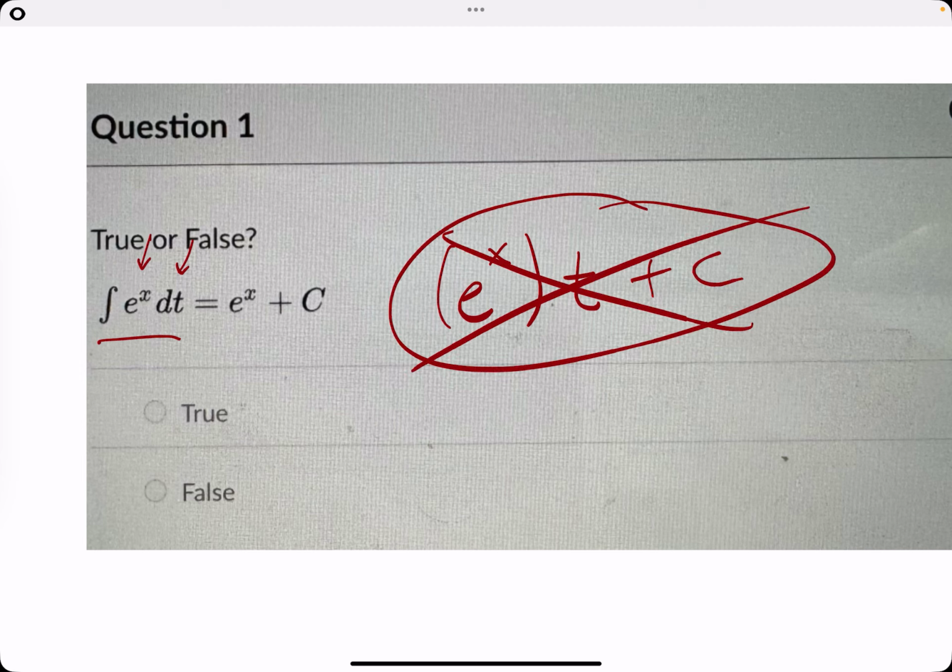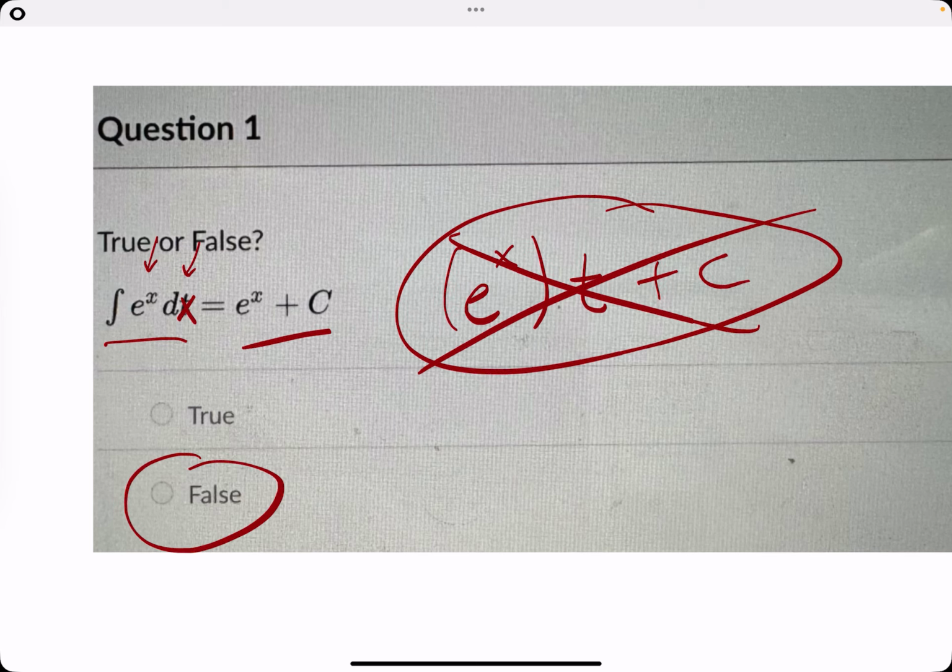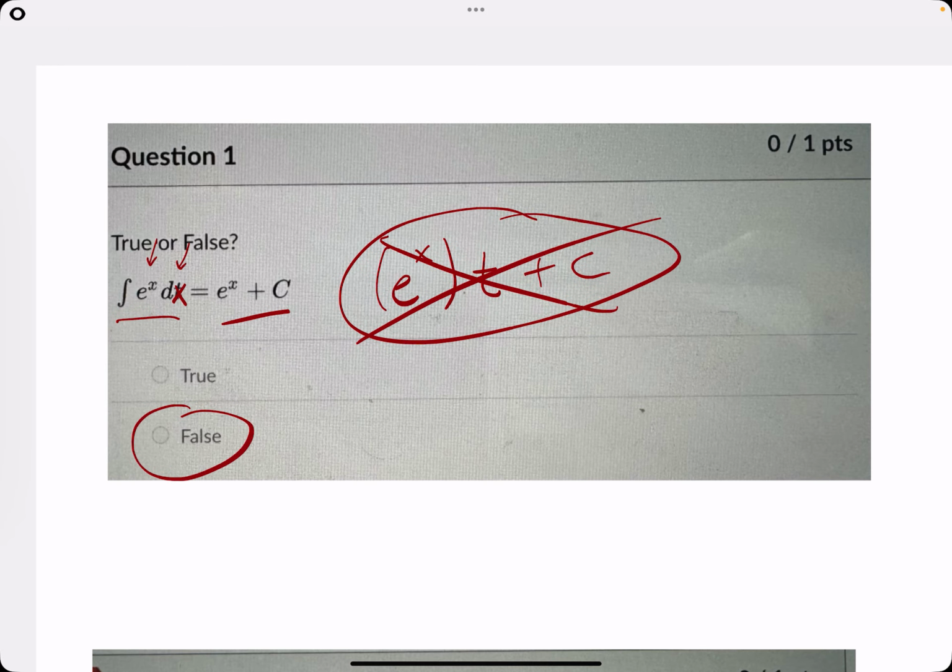this is false. What would have made this true in an easier way is just if it had been the integral with respect to x. So e to the x dx would be e to the x plus c.